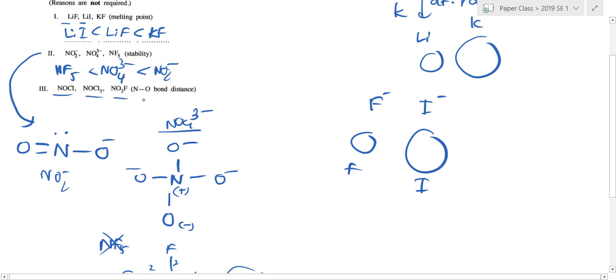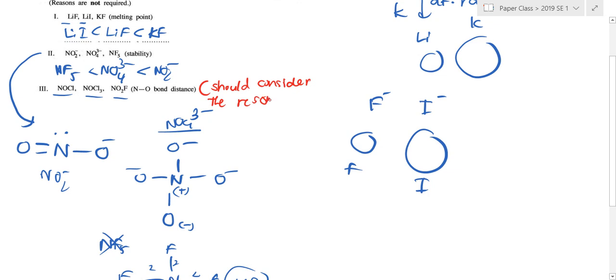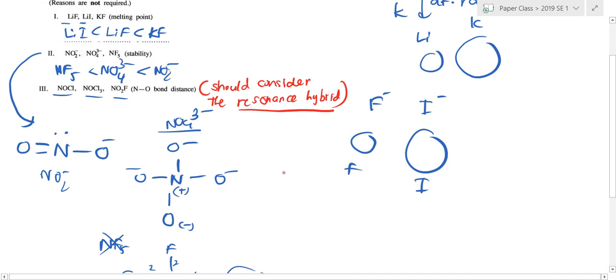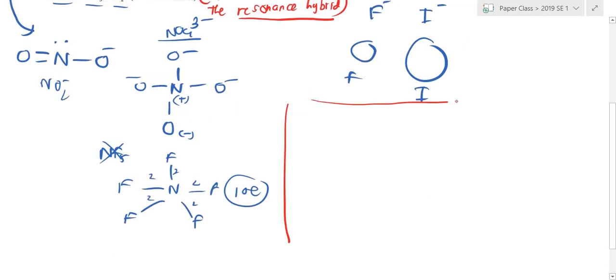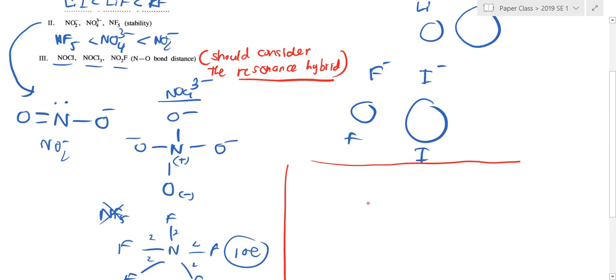Let's focus on this one. NOCl, NO bond distance. You should consider the resonance hybrid, not the resonance structure. The resonance hybrid is the correct one. You should consider the resonance hybrid rather than going into the resonance. First you have to draw the resonance.